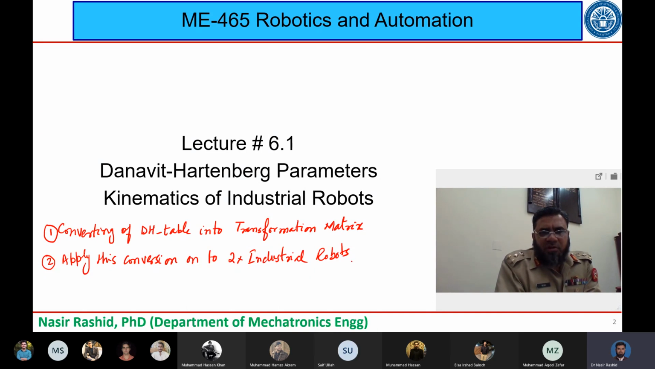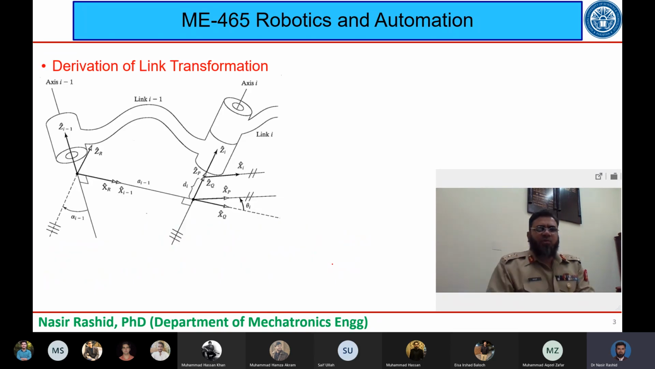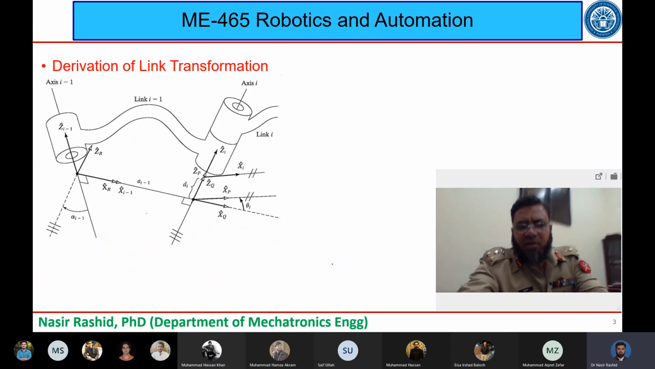And those robots are the industrial robots which are being used in the industry. So we are going to calculate the transformation matrices for these two industrial robots. So let us start our today's lecture with first the derivation of the link transformation. We are going to derive a formula in terms of a transformation matrix, which actually is going to give us the conversion from DH table into transformation matrix.